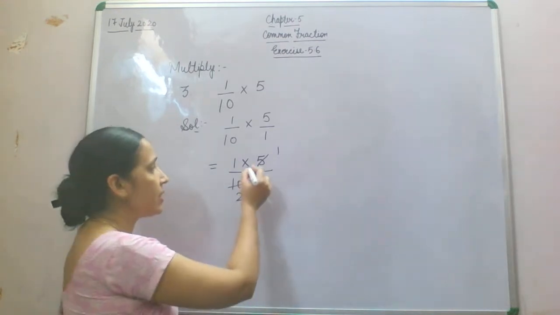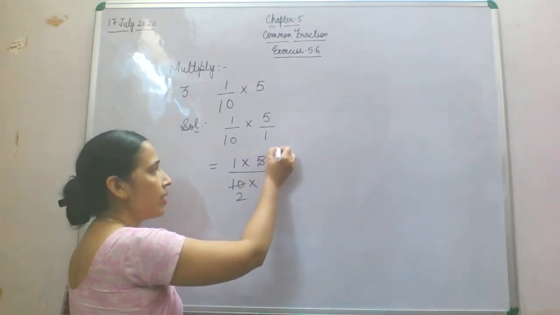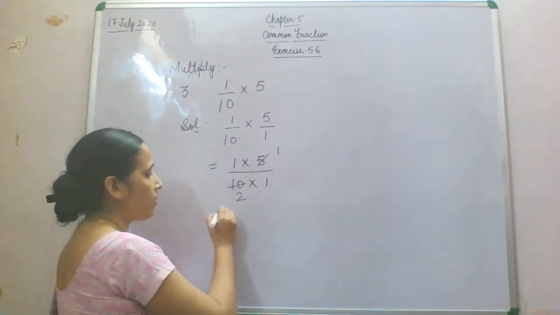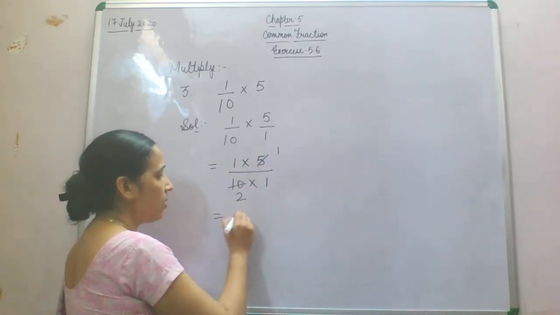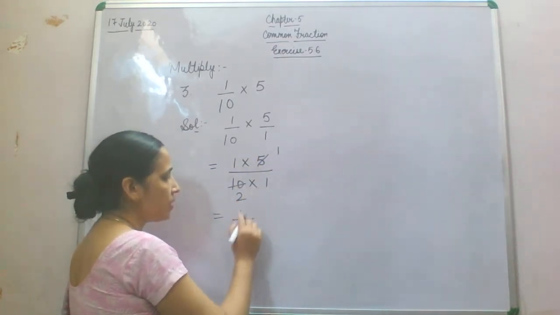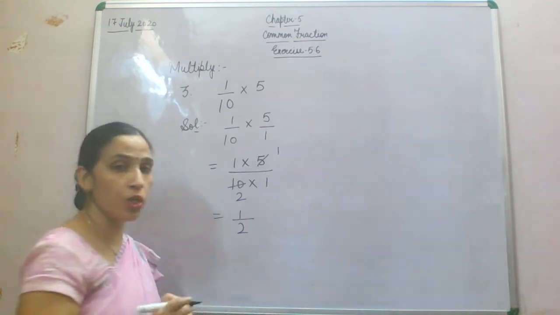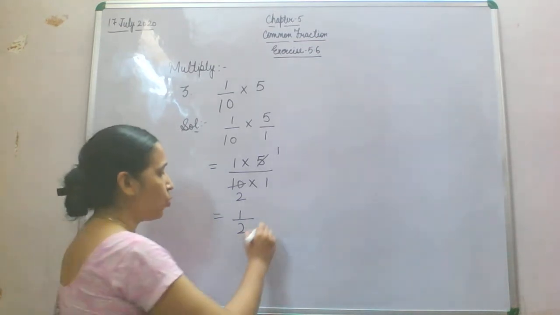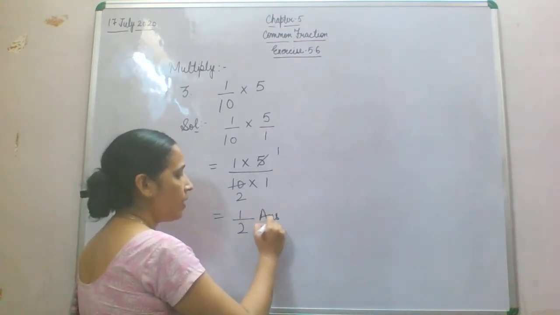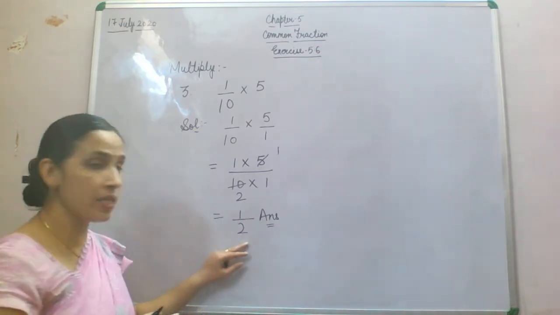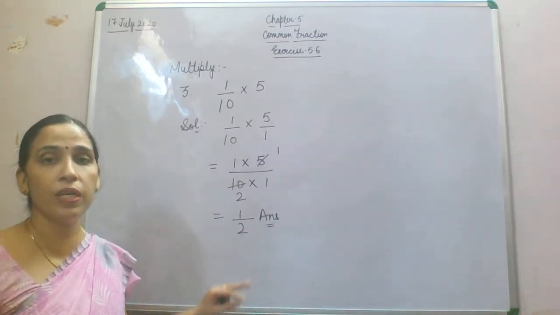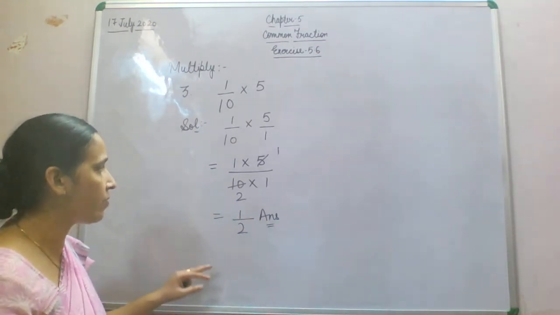So we will cancel it with the table of 5. 5 1 times and 5 2 times. What will be remaining? 1 ones are 1 and 2 ones are 2. What will you get? 1 by 2. Fine children, 1 by 2. Now this is a proper fraction, so we don't need to convert it into a mixed fraction.